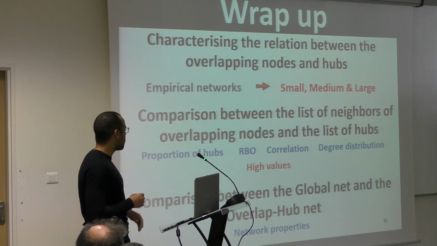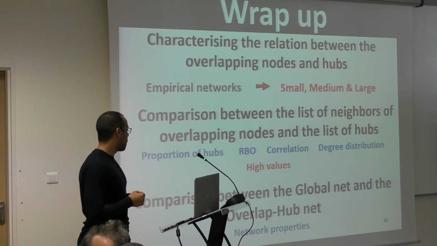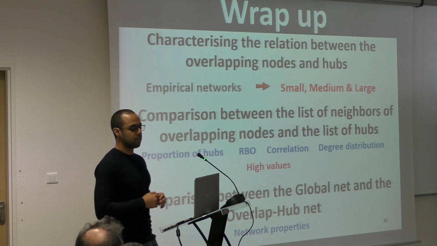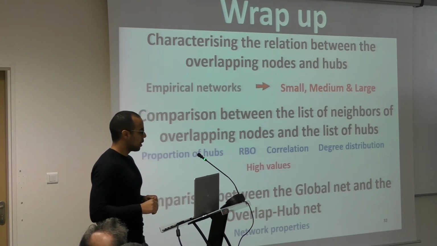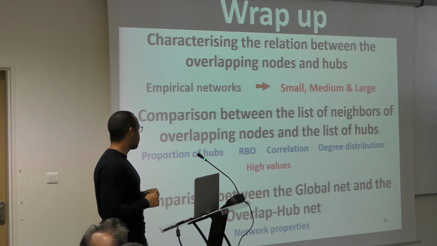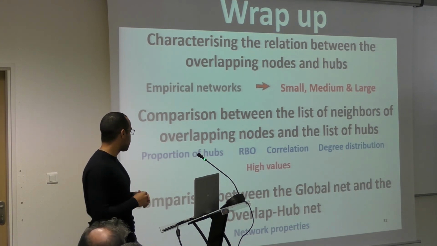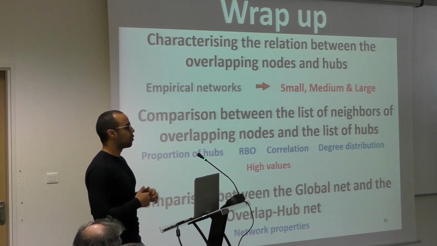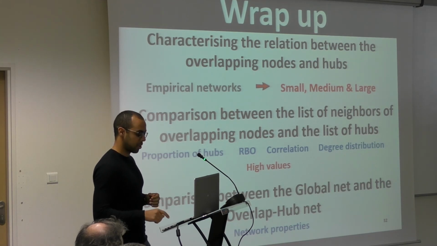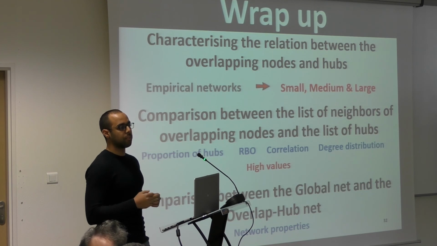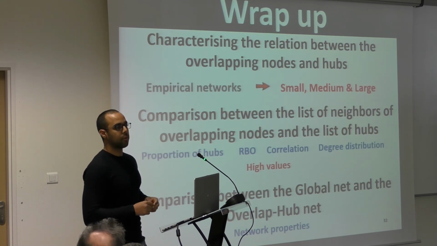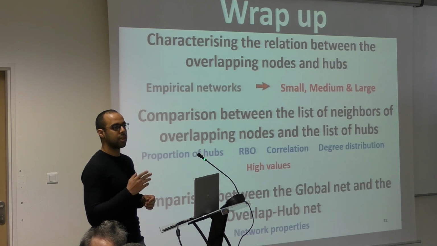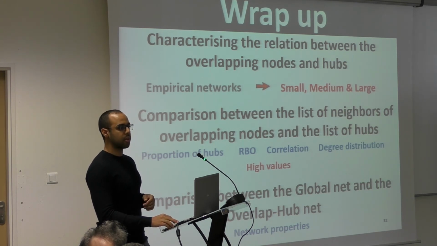And in the second part, we compared the overlap hub network with the global network, using the median and the average distance. We found that the distance of the overlap hub network is very small compared to the distance of the global network, namely for the medium and the large networks. So in the next step of our work, we will try to perform the same measures using another community detection algorithm in order to confirm our hypothesis.